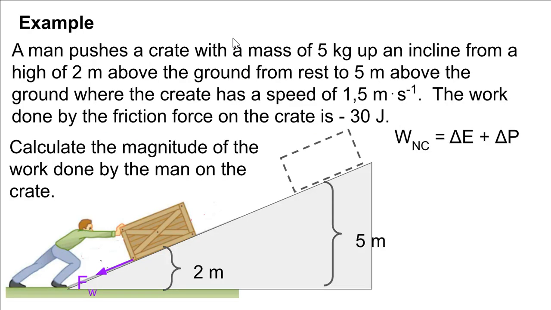A man pushes a crate with a mass of 5 kg up an incline from a height of 2 meters above the ground from rest to 5 meters above the ground, where the crate has a speed of 1.5 meters per second. The work done by the friction force on the crate is negative 30 joules. Calculate the magnitude of work done by the man on the crate.